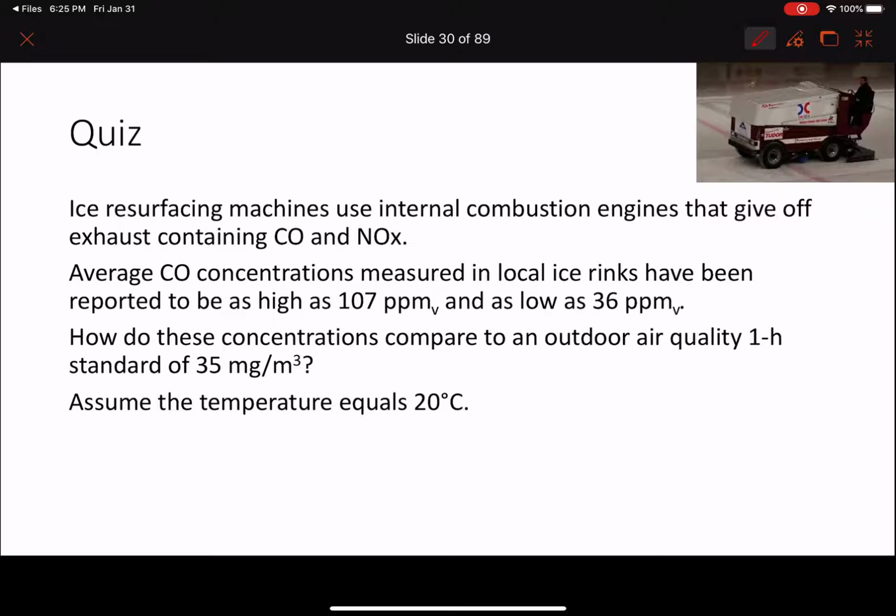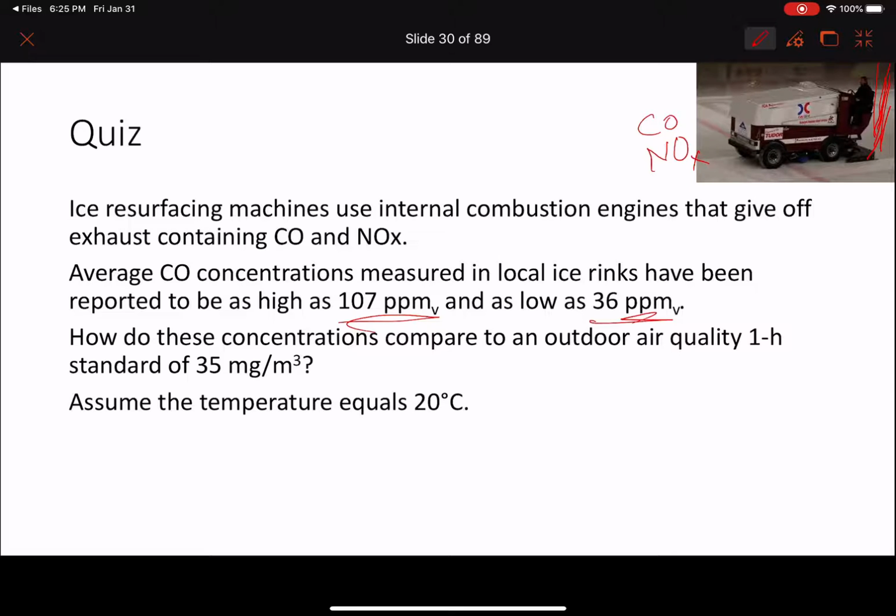Same thing here, if you want to look at this question: the ice resurfacing machines are used internally, and the exhaust system will produce carbon monoxide all over the ice skating rink, so high carbon monoxide and high nitrogen oxide, or NOx. The average CO concentration measured in the local ice rink has been reported as 107 when the machines are on, and 36 when there are no machines, and it's really the ventilation system trying its best to take all this pollutant out. But let's look at the standard.